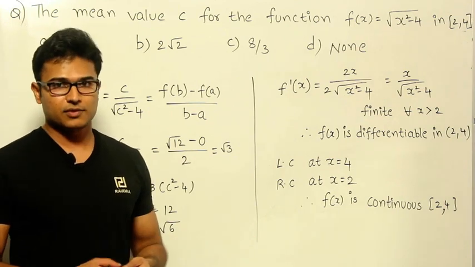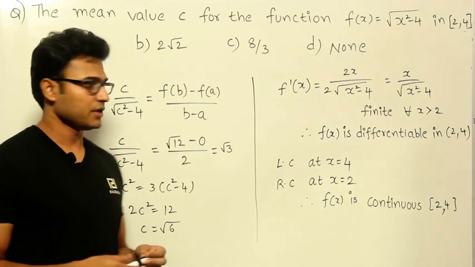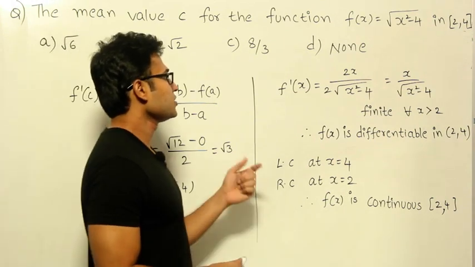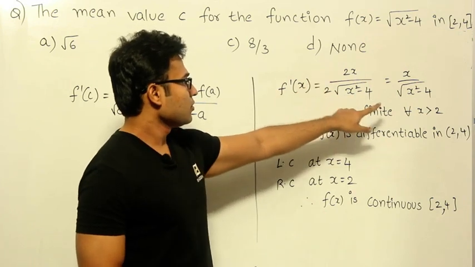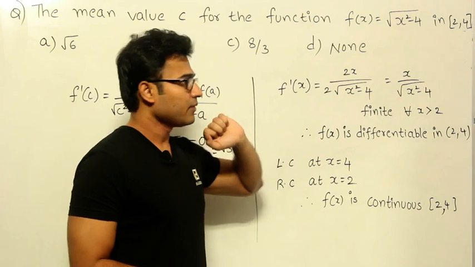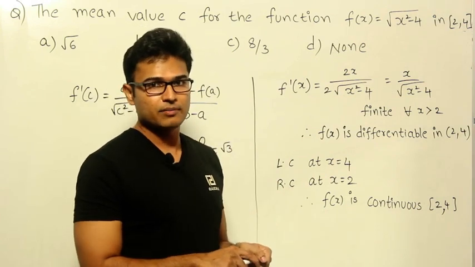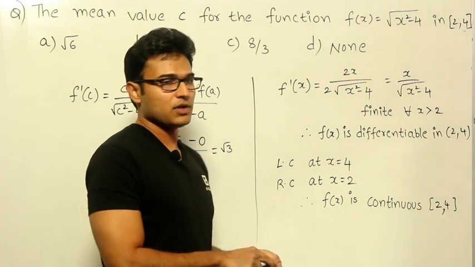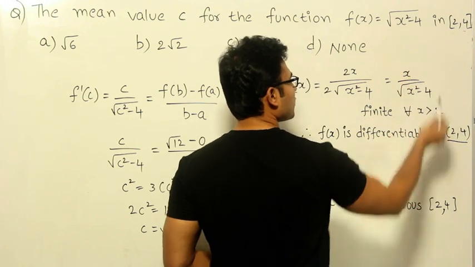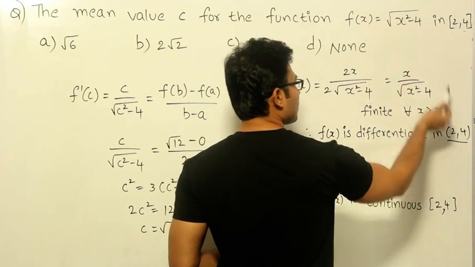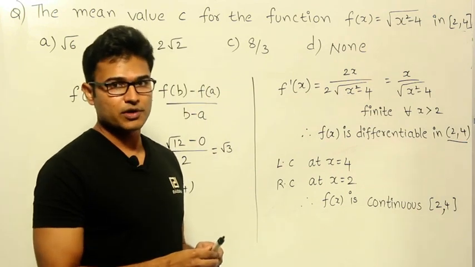In order to apply any theorem, the function has to be continuous and differentiable, right? So let's try to find out f dash of x. F dash of x happens to be x by square root of x square minus 4. Now where should it be differentiable? In the range 2 comma 4. For all the mean value theorems that we have seen, even though the interval is closed, we have to look at it in the open interval.